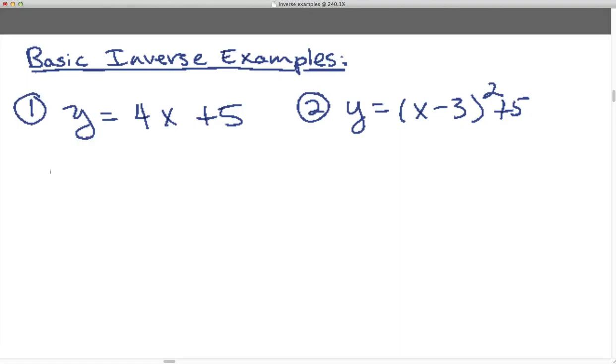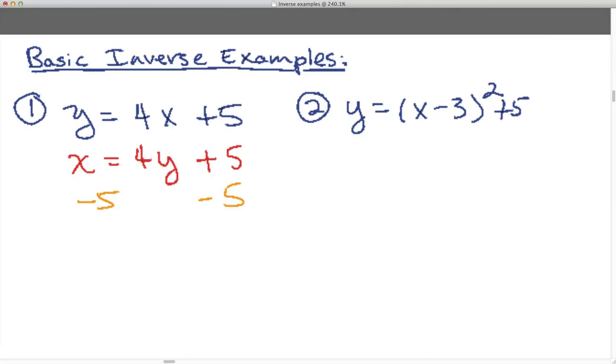Again, the steps are to switch x and y and then solve for y. So here if I switch x and y, I end up with x equals 4y plus 5. Subtract 5 from both sides in order to get it to the other side. It's just solving an equation at this point.